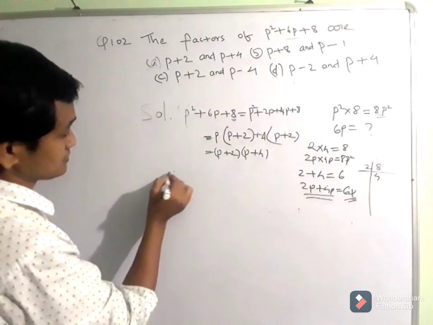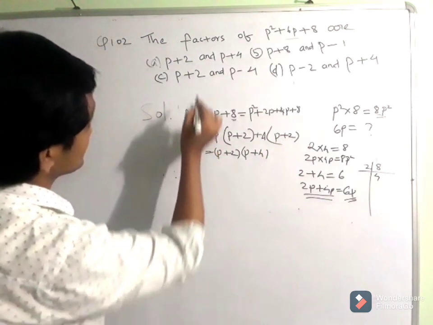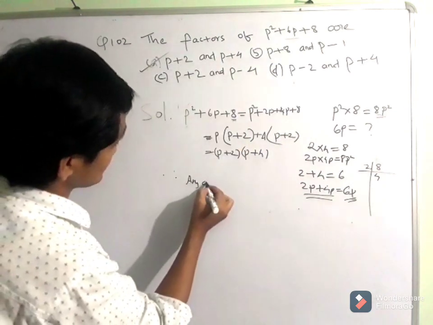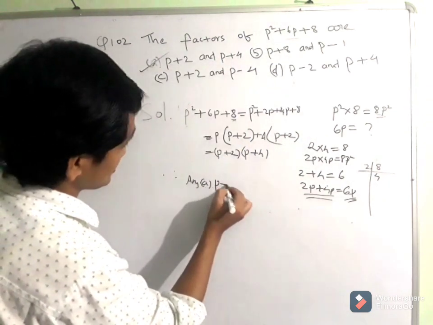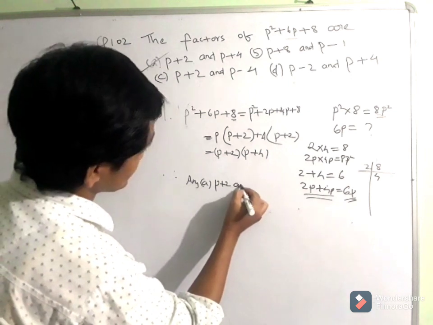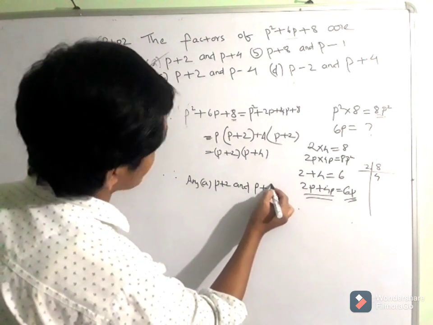Therefore, what is our answer? This is option A: p plus 2 and p plus 4.